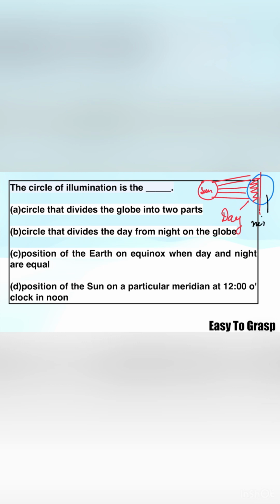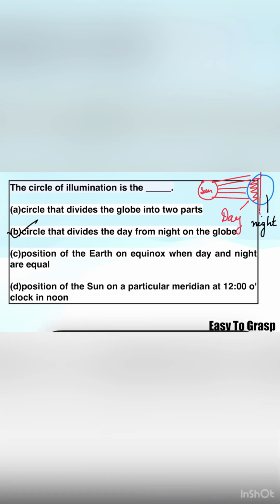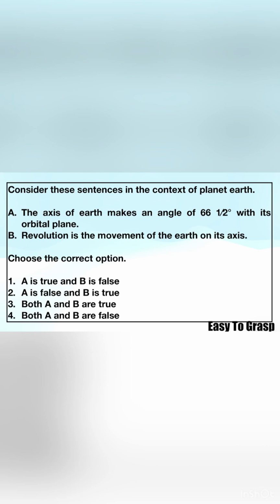So the correct answer for this question is that the circle of illumination is a circle that divides the day from night on the globe. Let us see the next question.